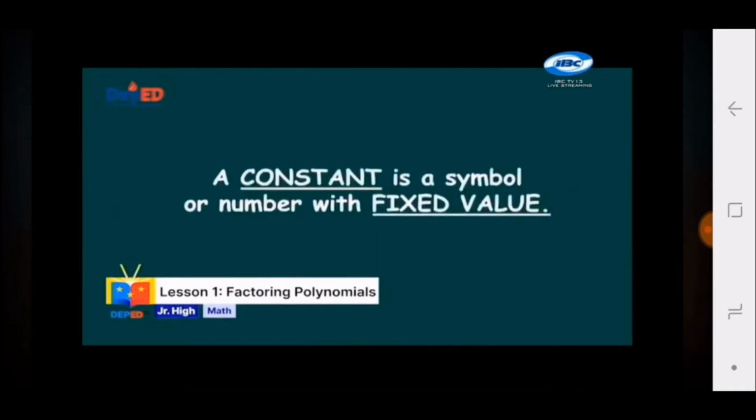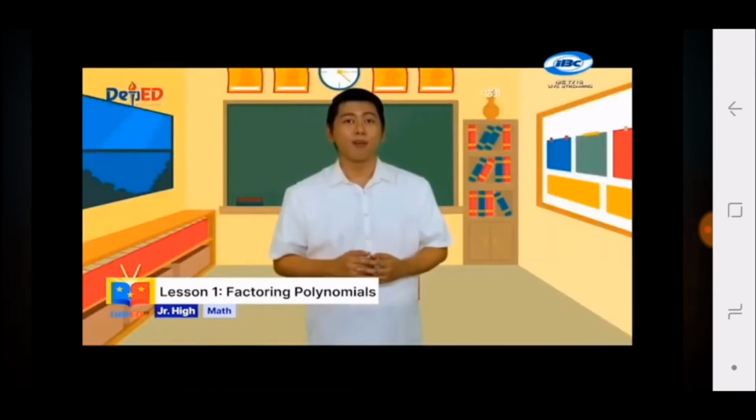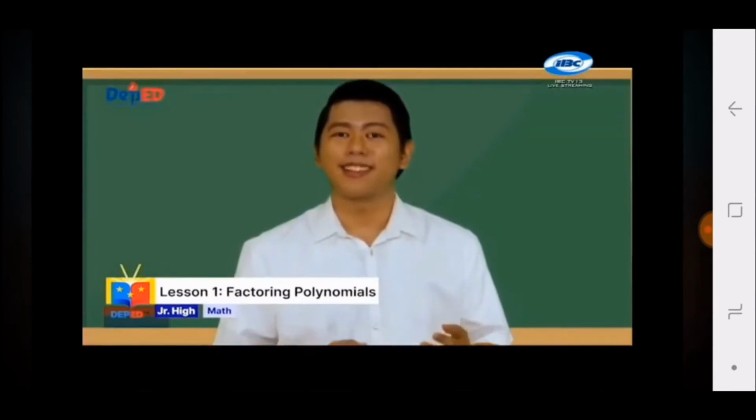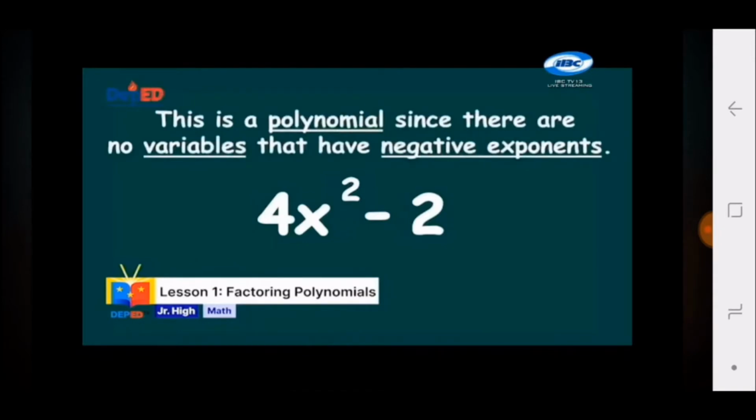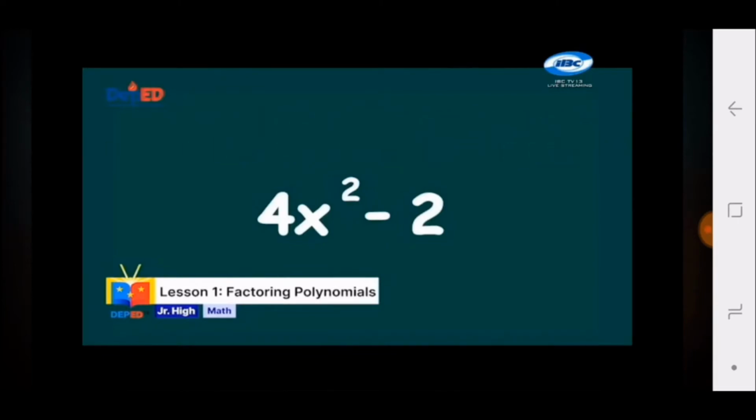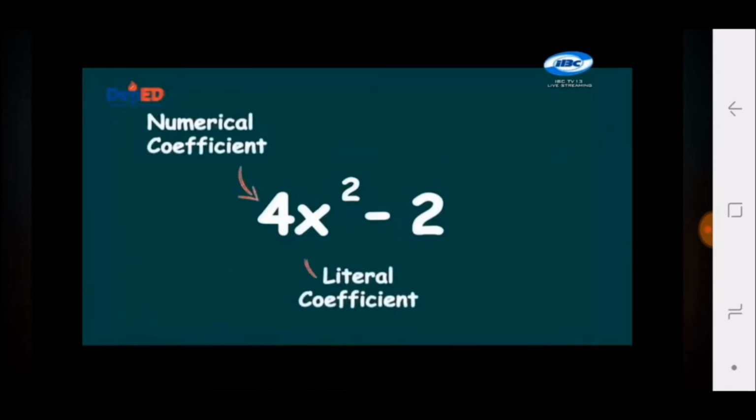A constant is a symbol or a number with fixed value. In an algebraic term, numbers form the numerical coefficient while symbols form the literal coefficient. In this example, the expression is 4x squared minus 2. This is a polynomial since the variables have non-negative whole number exponents. This polynomial has two terms, 4x squared and 2. The first term has a numerical coefficient 4 and a literal coefficient x squared.